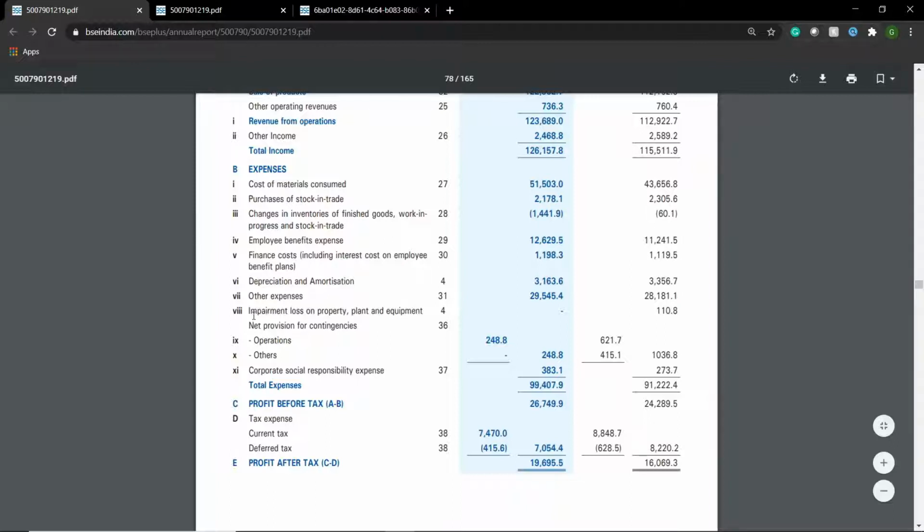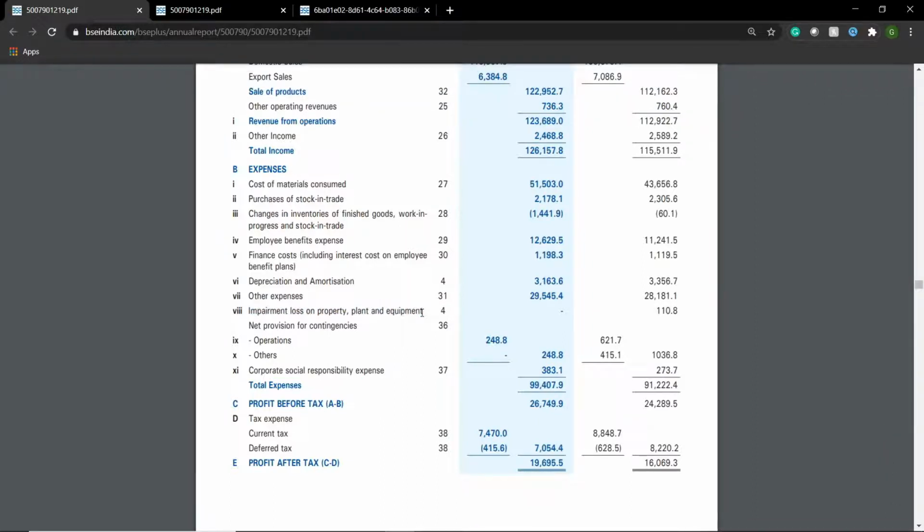Now going to the next part, which is impairment loss on property, plant and equipment. If there's any loss of property, whether the storage has been burned out or any other defect in some of their property or plants, and if they have impaired some loss due to that, they'll add it over here. So fortunately the company didn't make any loss from this in the previous financial year.